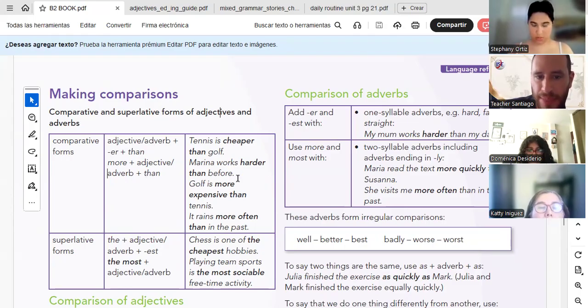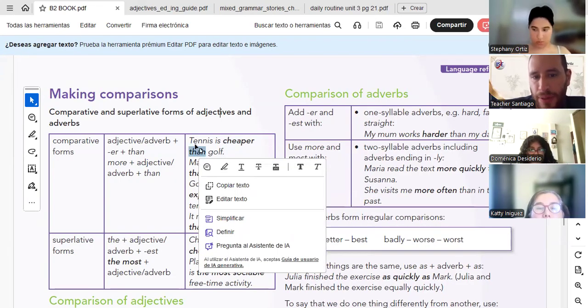So here we have some examples. Tennis is cheaper than golf. So notice, cheap is an adjective, so one syllable, we add -er, and we use than. We're comparing two things, tennis and golf. So tennis is cheaper than golf.